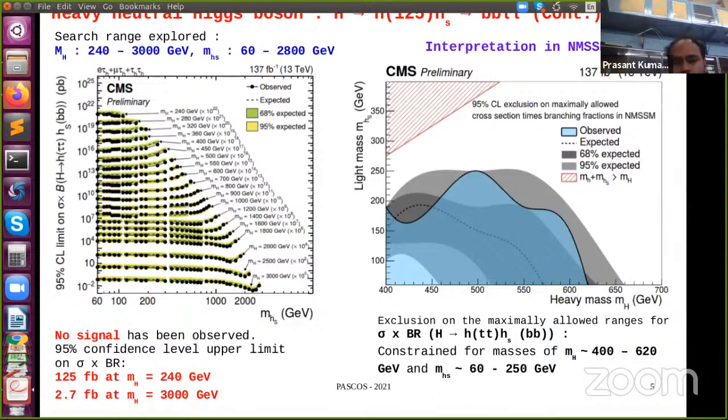And these limits are also interpreted in the next-to-minimal supersymmetric standard model. As you can see in the right plot, this is a 2D plot of heavy mass with the light mass. Here, it has been constrained for heavy masses from 400 to 600 GeV, corresponding to the mass of the light scalar from 60 to 250 GeV.